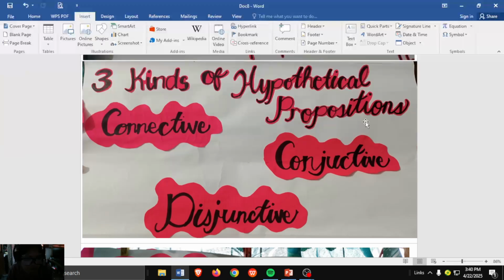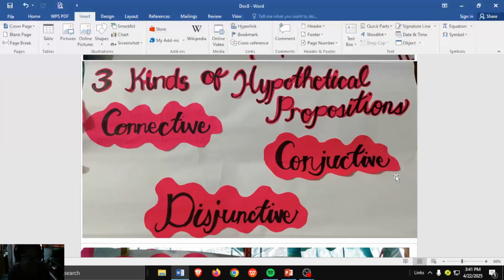When we say hypothetical or conditional or connective, it states that if one proposition is true, then another proposition is also true. It is the one that uses if or then. For example, if it rains, then the ground will be wet. In another definition, the connective is also the one that is only imaginary. It either will not happen or did not happen.